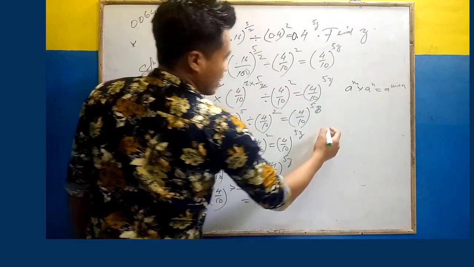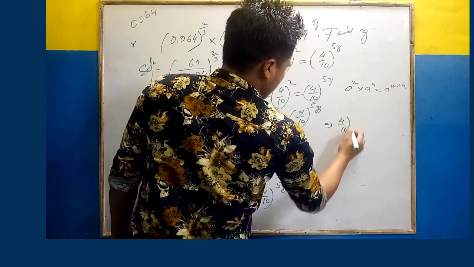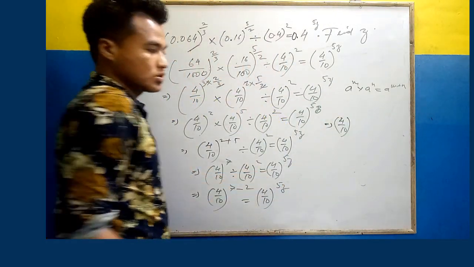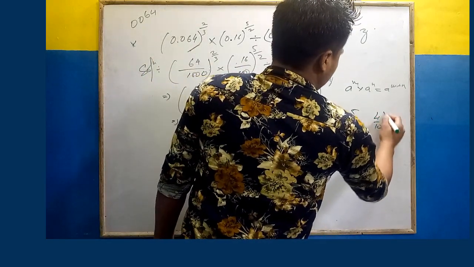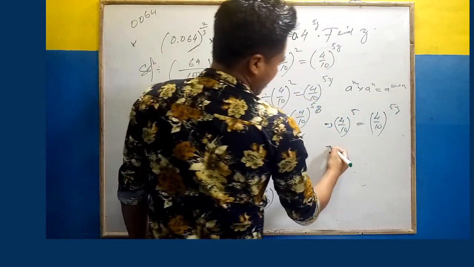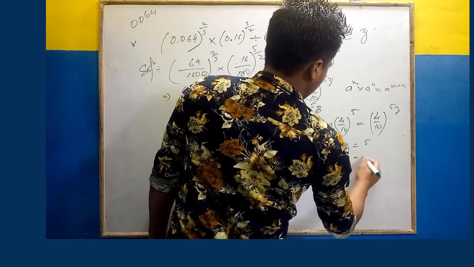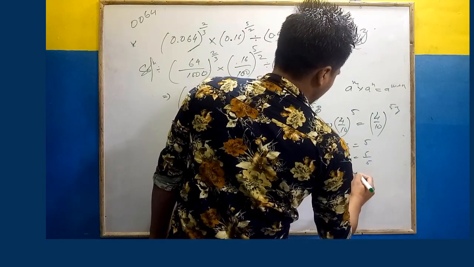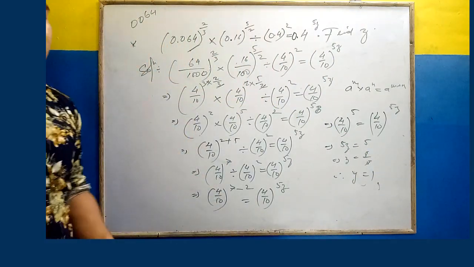So what do I have here? Continuing, this can be written as (4/10)^(7-2), 7 minus 2 will give you 5, which is equal to (4/10)^5z. So this base and base will get cancelled. What is the remaining? 5z equal to 5. So this implies z equals 5 divided by 5, therefore z equals 1. So that is the answer. I hope you understand.